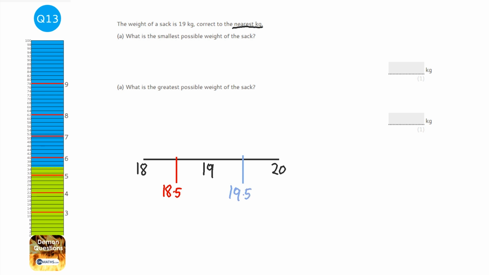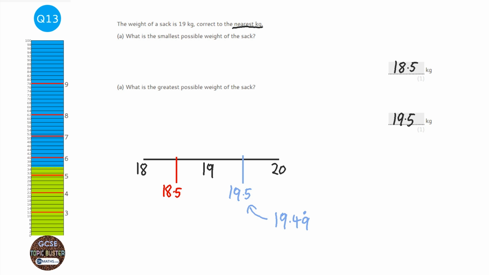Now, this second one's a little bit more complicated because you might think, oh, actually 19.5 would round to 20. So it's 19.49 recurring. Yes, you would actually be true. Unfortunately, 19.49 recurring is actually the same as 19.5. So for our smallest possible weight, we put 18.5. And for the maximum possible weight, we can actually put 19.5, even though we know that would have rounded to 20. Now, this works because it's a continuous scale.